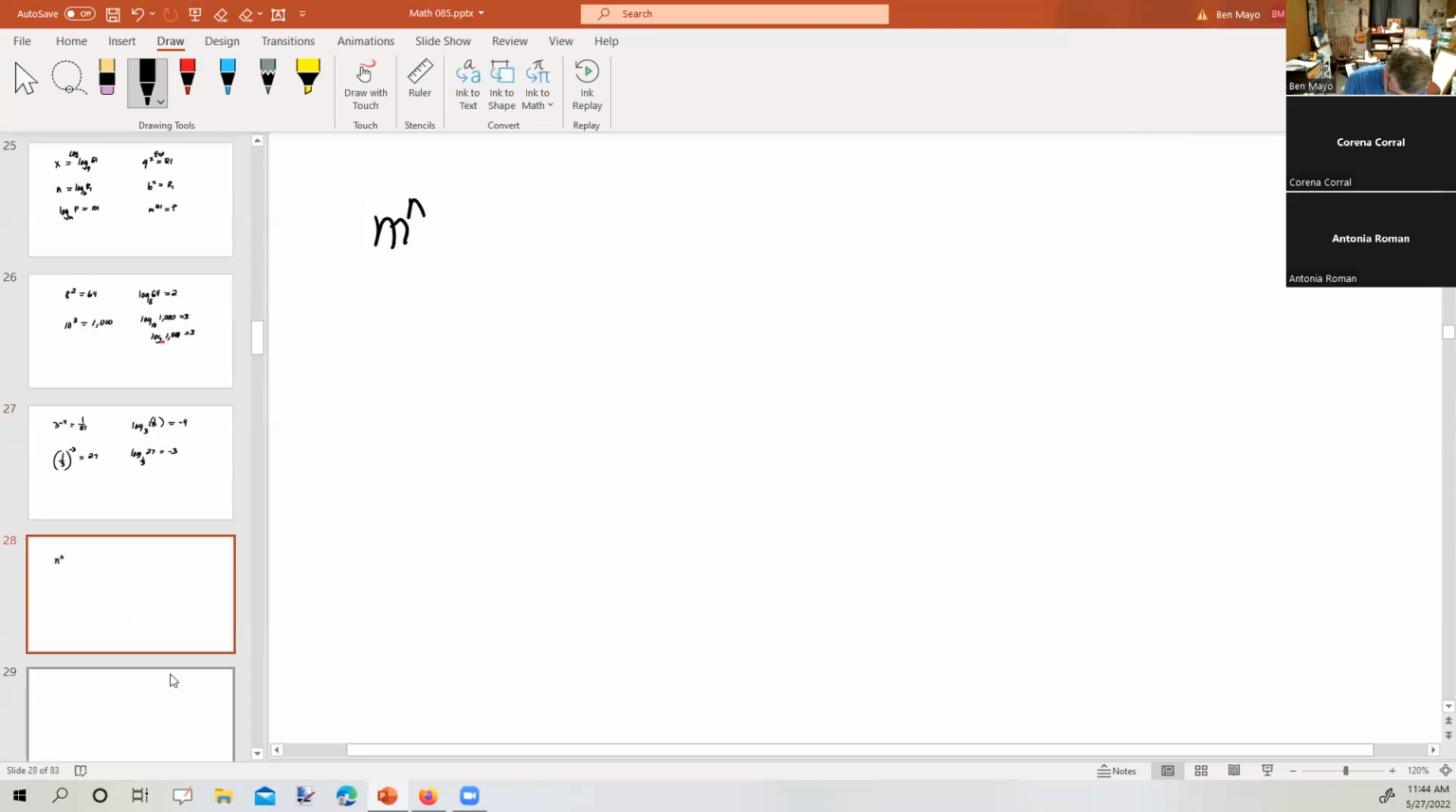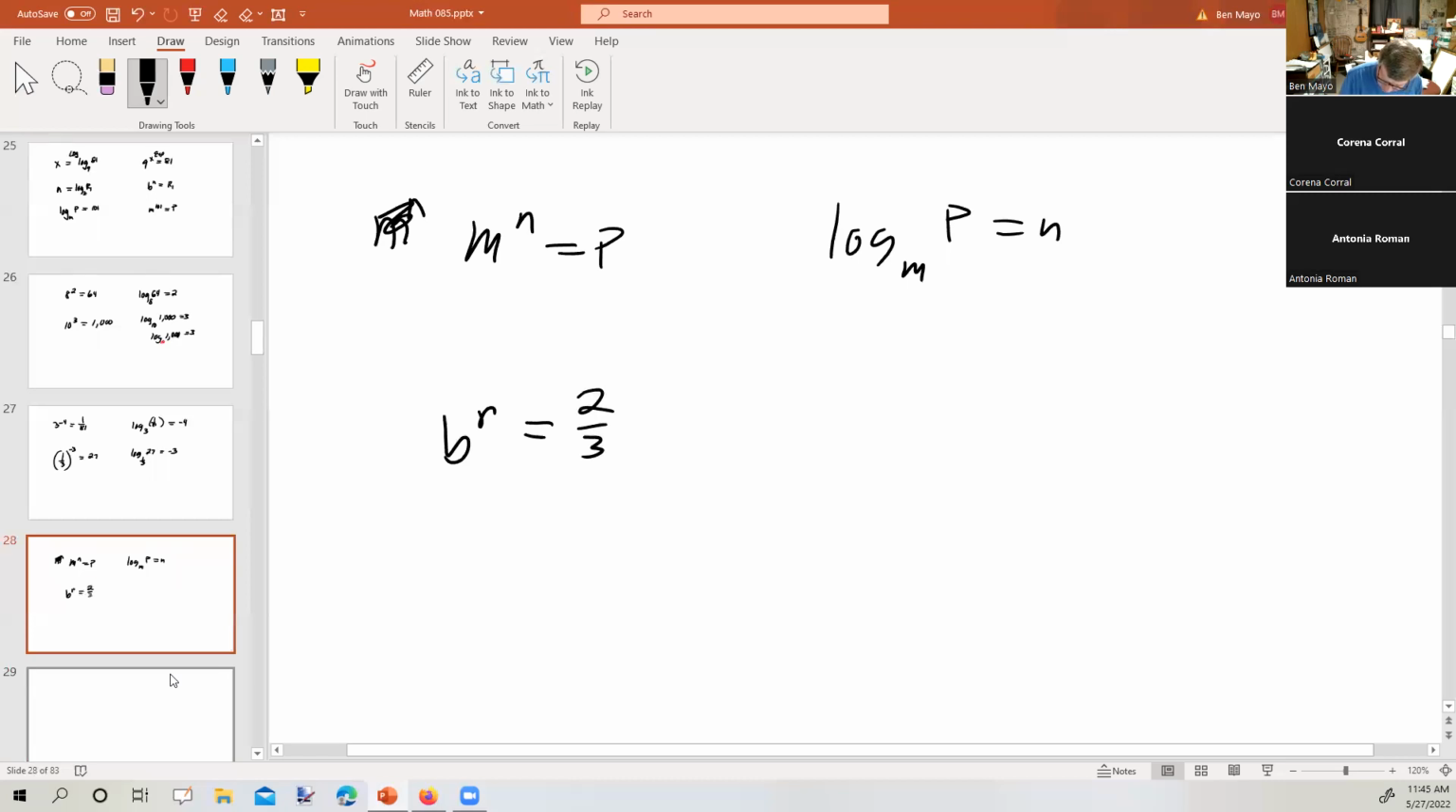M to the n power equals p. Log base m of p equals n. B to the r power equals 2/3. Log base b of 2/3 equals r.